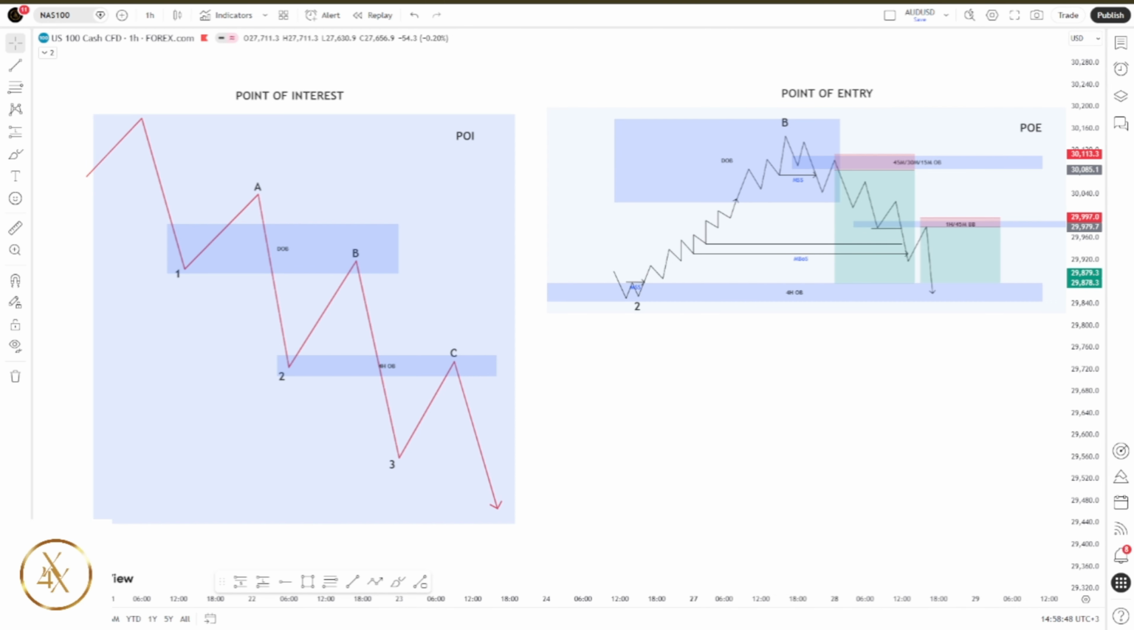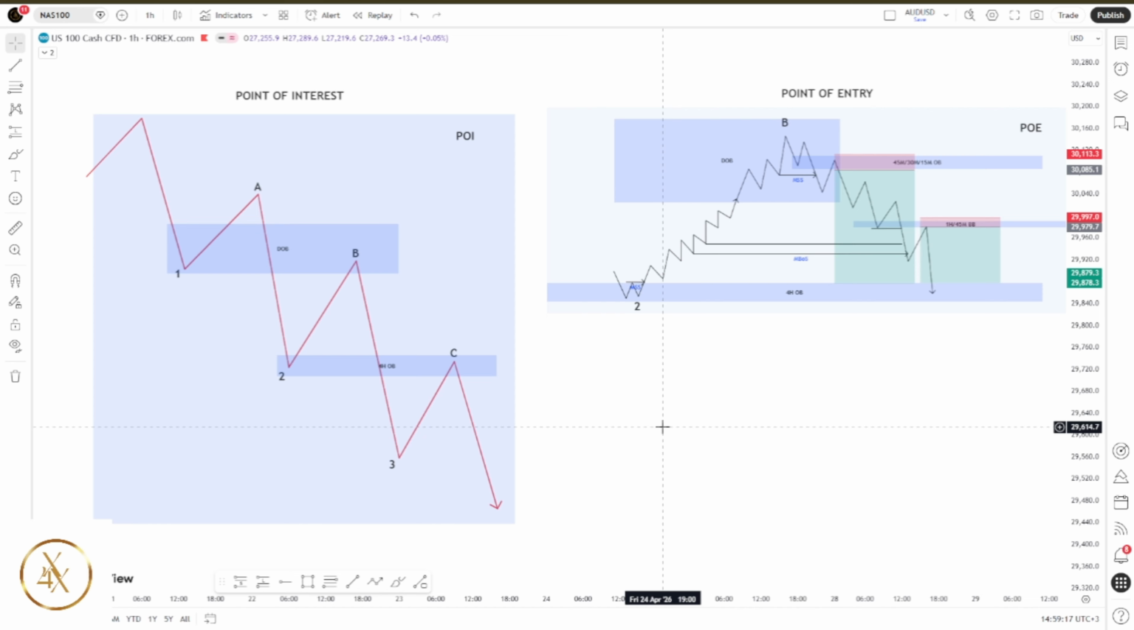The point of interest, basically, those are high probability zones like order blocks or breakers, fair value gaps, and support and resistance. I don't use the latter. I don't use support and resistance and fair value gaps to find my point of interest. I usually use the order blocks that turned into breaker. And these ones is where you find interest in a trend.